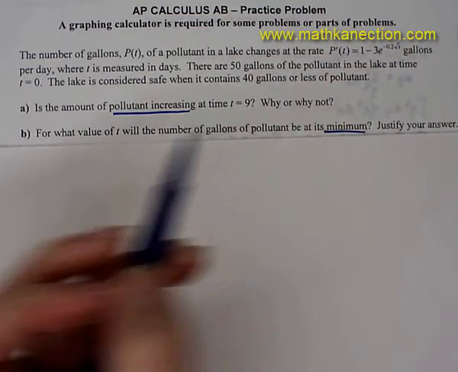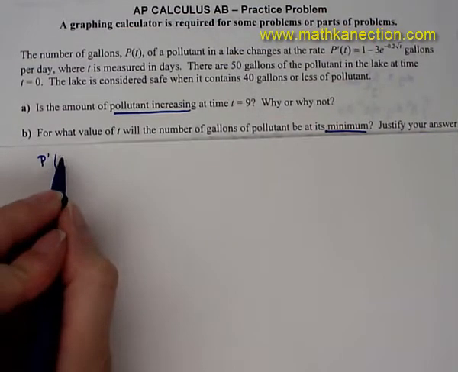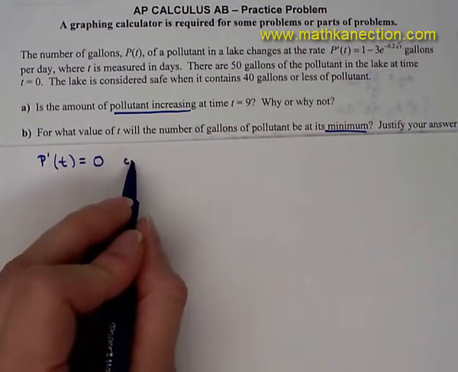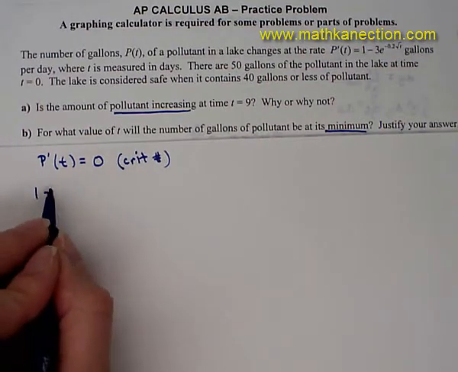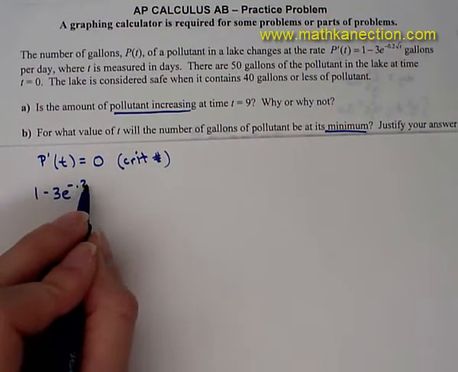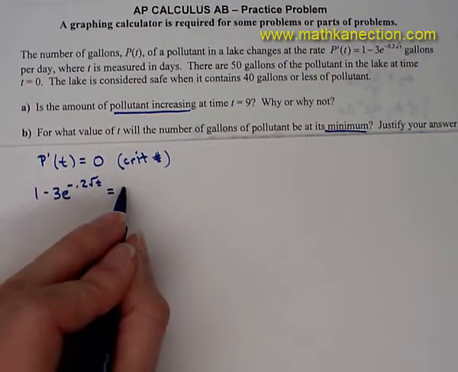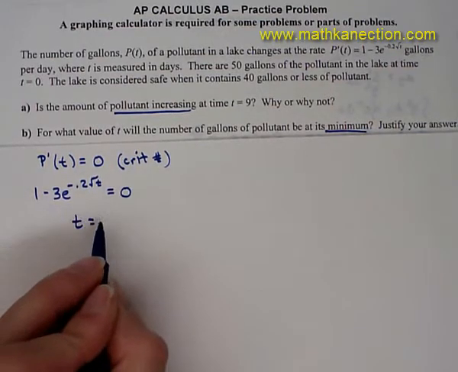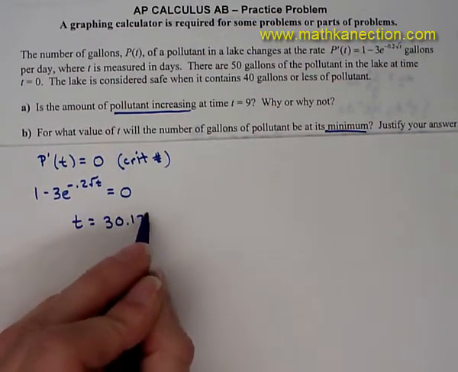Looking for the number of gallons of the pollutant to be a minimum. So we want p prime of t set equal to 0 to find our critical numbers. Take 1 minus 3 e to the negative 0.2 square root of t, set that equal to 0. Get the value of time is equal to 30.173.